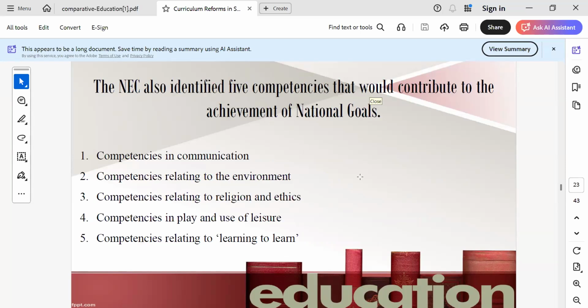And the NEC also identified 5 competencies that would contribute to the achievement of national goals, right? So this is also from the NEC. Competencies in communication, relating to the environment, relating to religion and ethics, play and use of leisure, and learning to learn. These are the 5 competencies formulated by the NEC. This would contribute to the achievement of national goals.